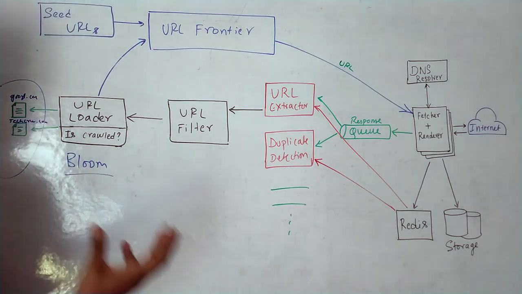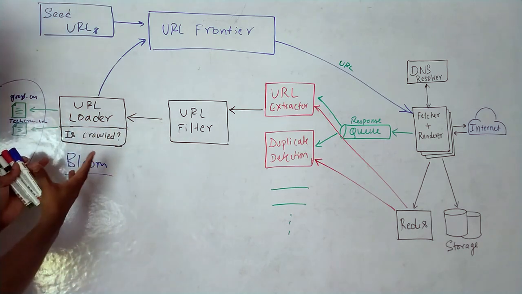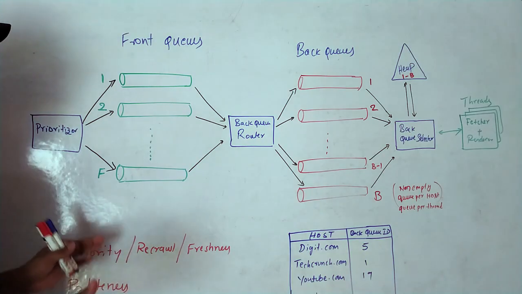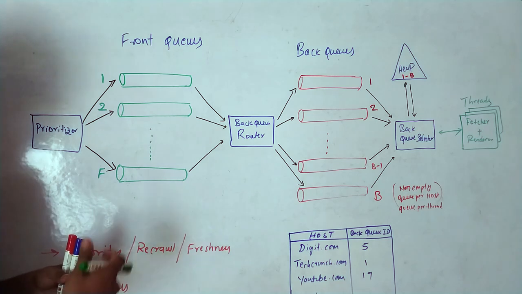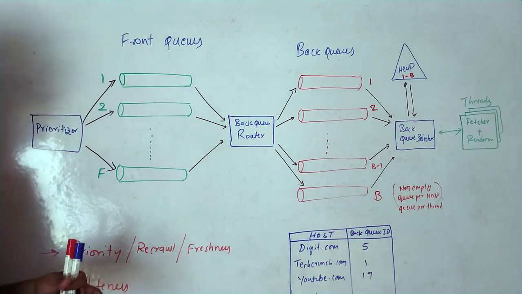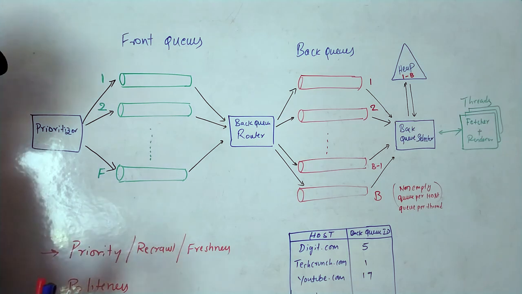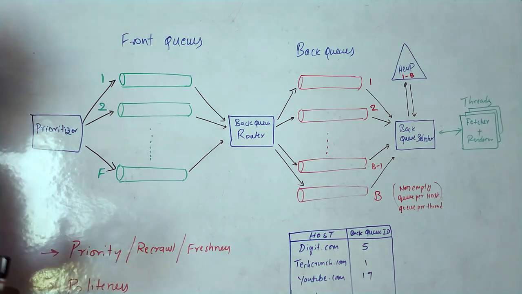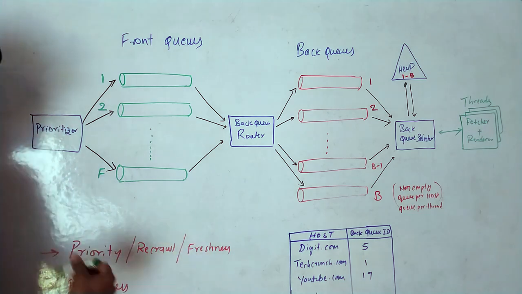And now we also need to forward those unique URLs which we got from the crawl next to the URL frontier. If you look at the system diagram, the URL frontier is the one that actually gives out the URL to the threads to crawl. So the URL frontier is responsible for handling the priority of the URL, and also the politeness. The priority also gives the meaning of when to recrawl, and the freshness of the page.